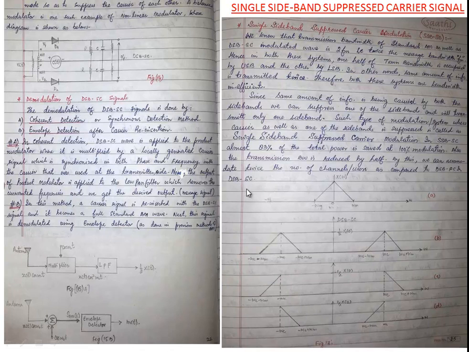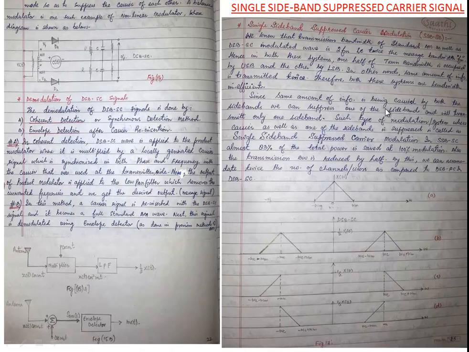The third point is single sideband suppressed carrier. We know that the transmission bandwidth of standard AM as well as DSB-SC modulated wave is 2fm, that is 2 times the message signal bandwidth. Hence, in both the systems, one half of the bandwidth is occupied by the upper sideband and the other half is occupied by the lower sideband. In other words, the same amount of information is transmitted twice. Therefore, both these systems are bandwidth inefficient.